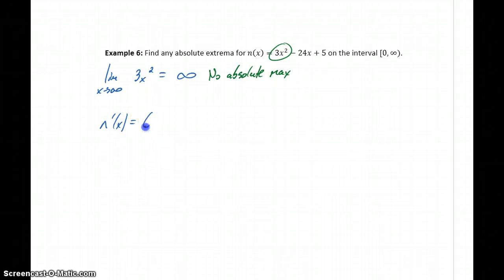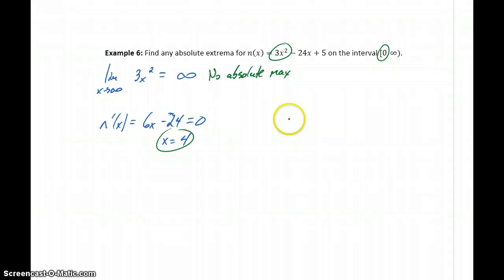So our first derivative in this case will be 6x minus 24, which equals 0. Setting that equal to 0 then will give us a value of x equals 4 as our lone critical value. So now we have a critical value to consider and our left endpoint, since that interval is closed on the left end. So what we'll do is go back to the original function and evaluate n of 0, which would be 0 minus 0 plus 5, and evaluate the original function at 4. So 3 times 4 squared minus 24 times 4 plus 5 will give us negative 43.